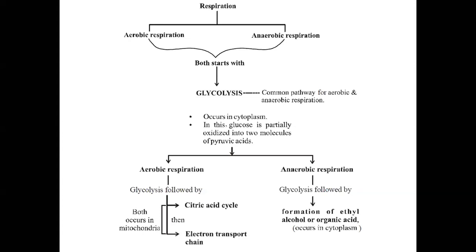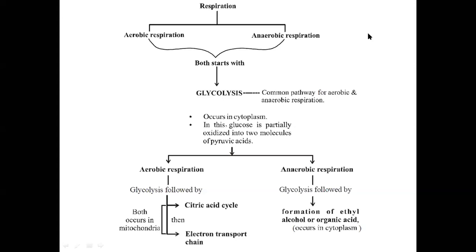Anaerobic respiration is when glycolysis is followed by formation of ethyl alcohol or organic acid. Many organic acids are formed; how and where they are formed, we will discuss. Alcohol is also formed through this. Glycolysis is further followed by the formation of alcohol and organic acid; that case is known as anaerobic respiration.